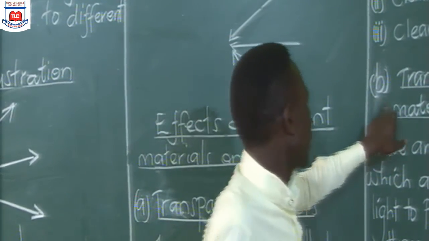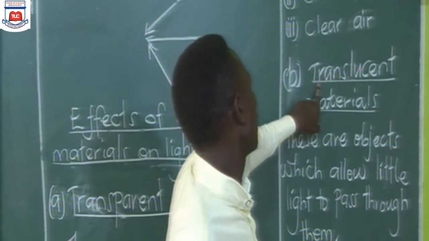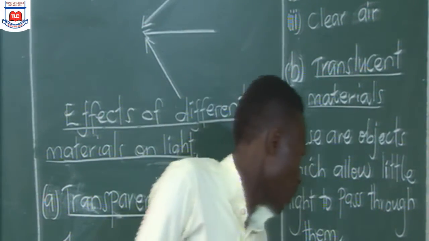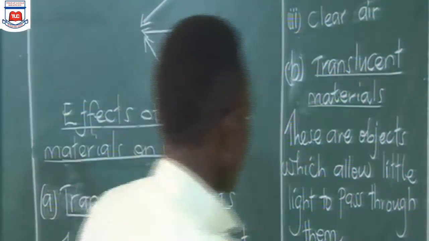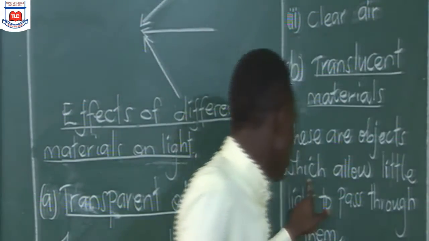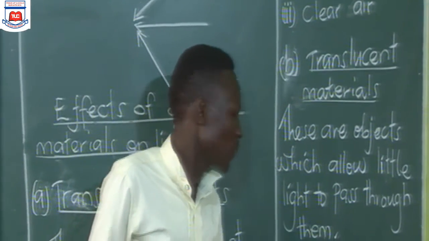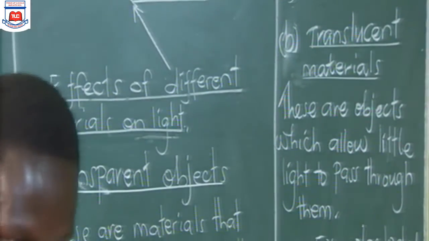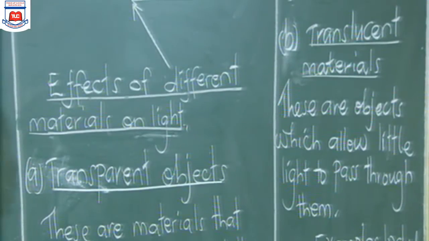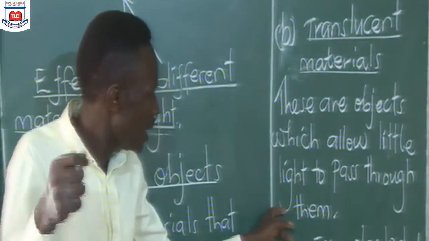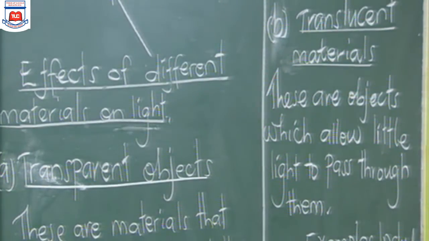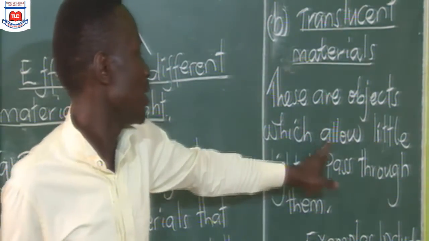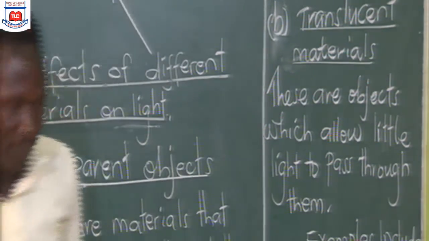Then we have other objects which are called translucent objects or materials. What are these materials? We said these are materials which allow little light to pass through them. Translucent materials. These are materials that can allow little light to pass through them. They don't allow that much light, but they just allow a little. So we said these are objects or materials that allow little light to pass through them.